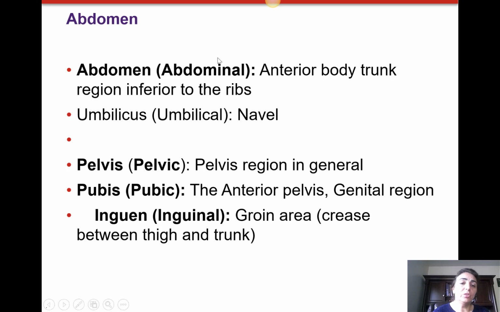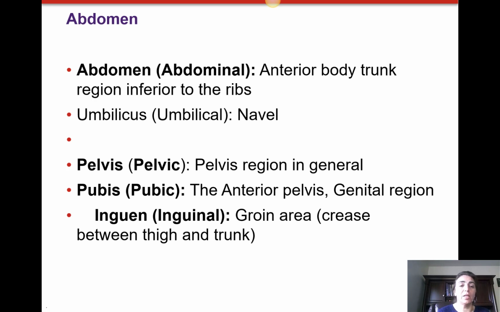The anterior body trunk region inferior to the ribs, and to be specific, inferior to the diaphragm. And the umbilicus, the adjective for that is umbilical, that's the navel area. Then going over the pelvis, that is the area below the abdomen, but as we discussed before, there is no physical border between the abdomen and pelvis, therefore most of the time we call it abdominal pelvic area.